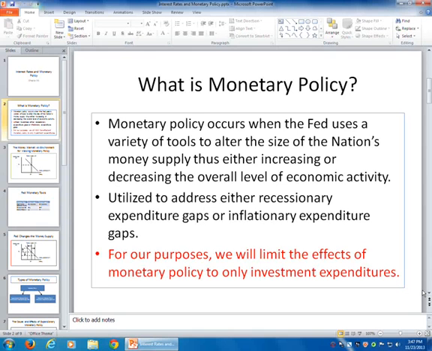For our purposes, we're going to restrict the influence of monetary policy to just investment expenditures, because as we learned in earlier material, investment is very interest rate sensitive. So when the Fed uses monetary policy, we're going to restrict its effects to just the business sector and investment expenditures.